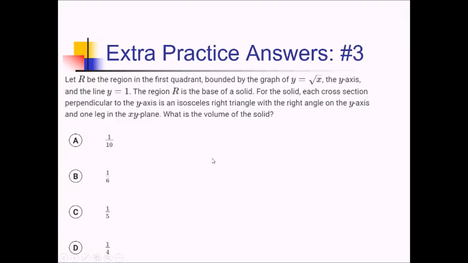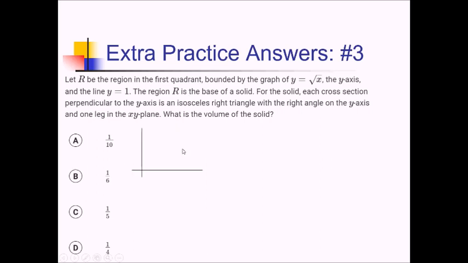For this problem, R is the region in the first quadrant, bounded by the graph of radical x, the y-axis, and the line y equals 1. And they're telling us that region R is the base of a solid. All right, there's a whole bunch of other stuff here, but first, I feel the need to draw out this situation because they didn't give me a grapher for this one.